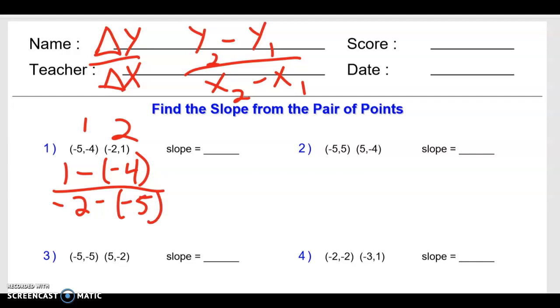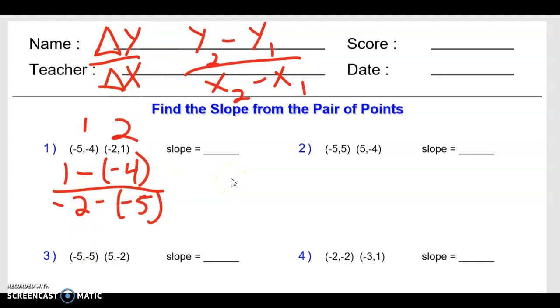As you can see, I took my y value from my second point and put it in, so it's 1, and then I subtracted my y value from my first point, negative 4, so I have 1 minus a negative 4. Then I put in my x value from my second point of negative 2, and then subtracted my x value from the first point. Because you rise, so you change your y, before you run, or change an x.